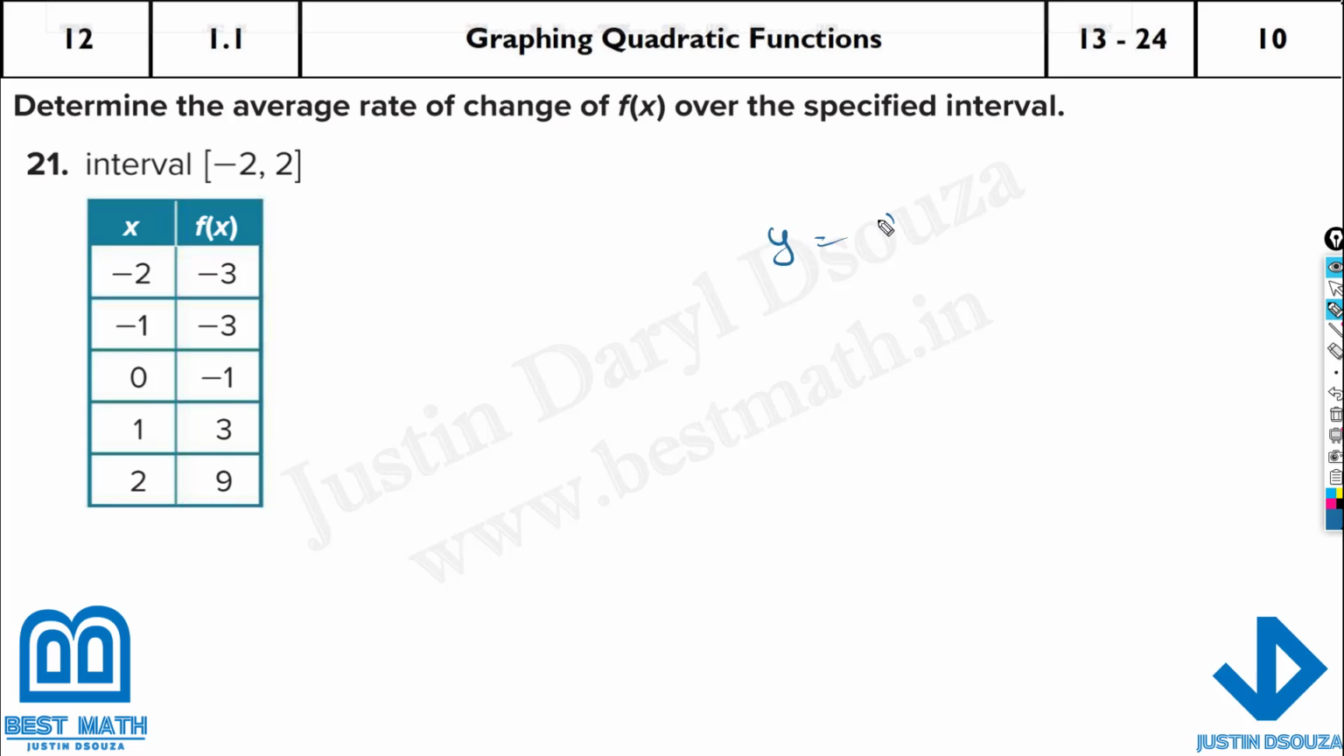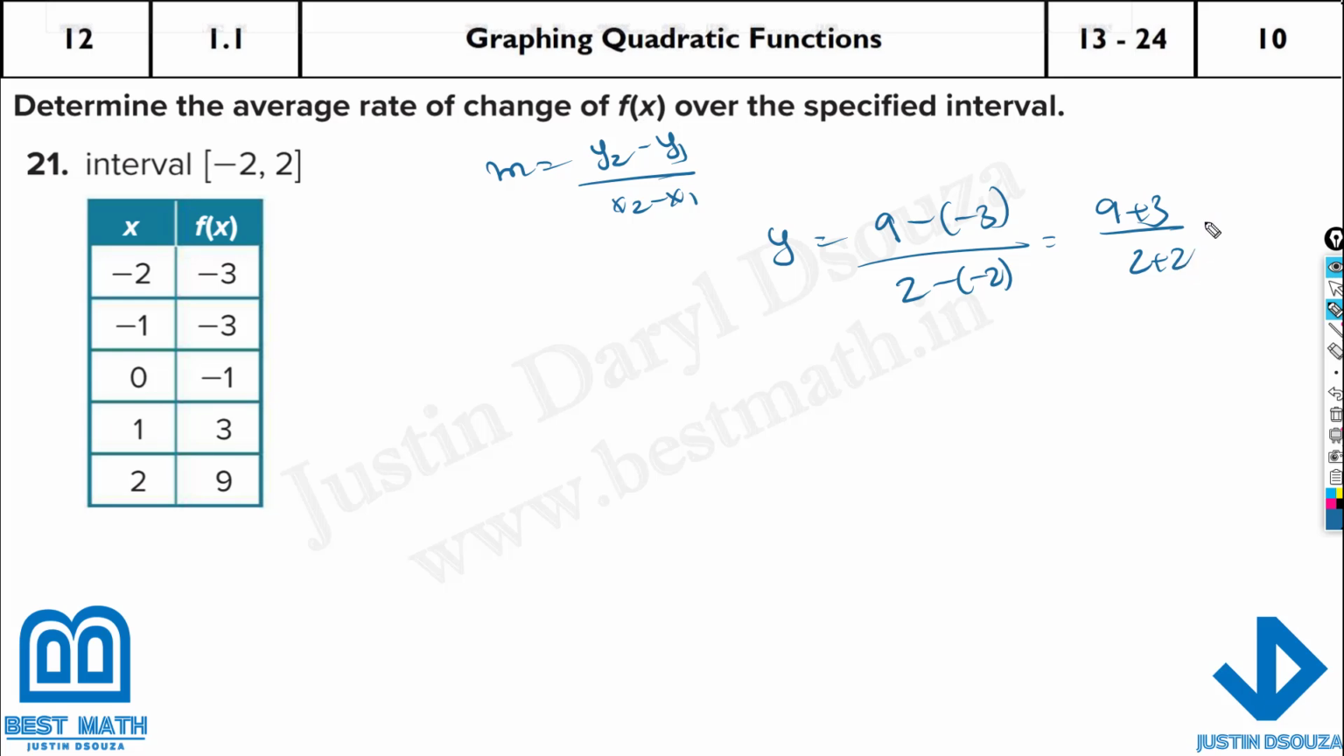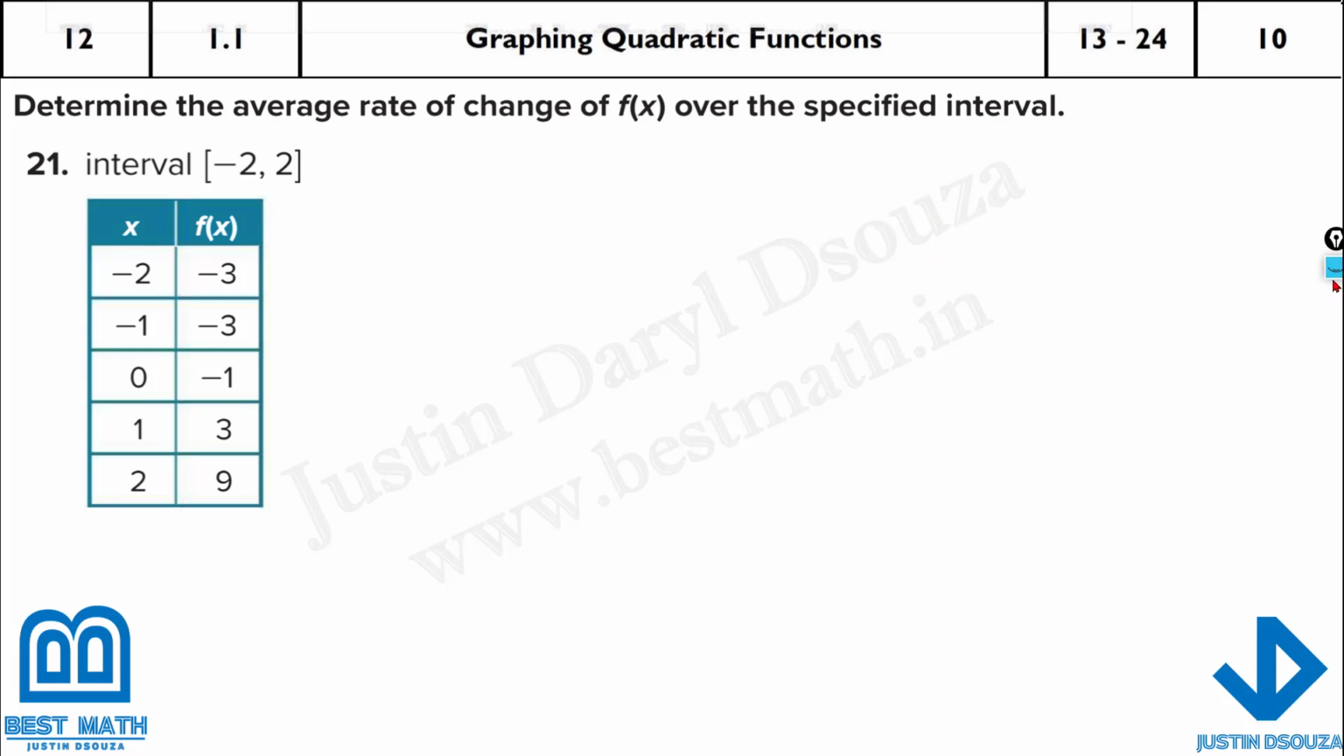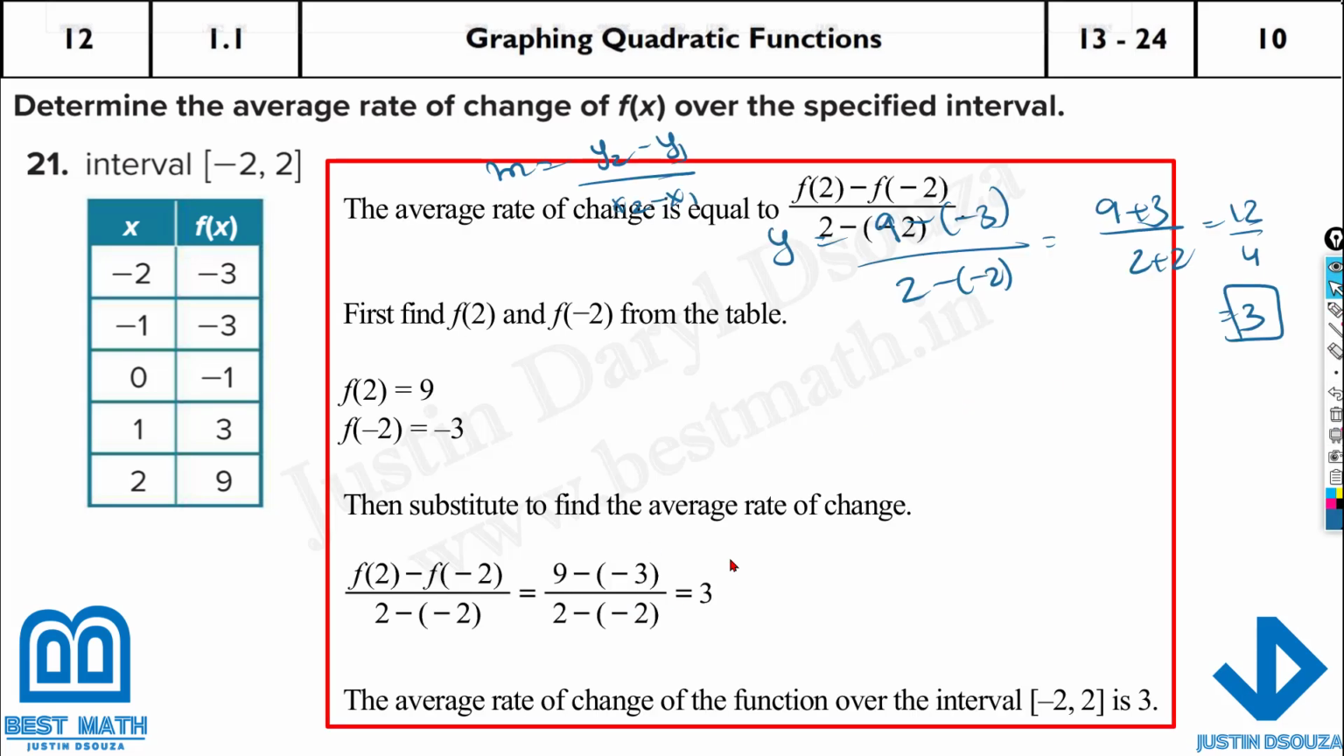It'll be 9 minus of minus 3. Why minus of minus 3? The formula is, sorry, m is equal to y2 minus y1 by x2 minus x1, isn't it? That is the reason we have 9 minus of minus 3 divided by, what is x2? It's the second one, 2 minus of minus 2. The answer will be 9 plus 3 divided by 2 plus 2. It is 12 by 4. The answer will be 3. That's the average rate of change. Here we go. Answer is 3.